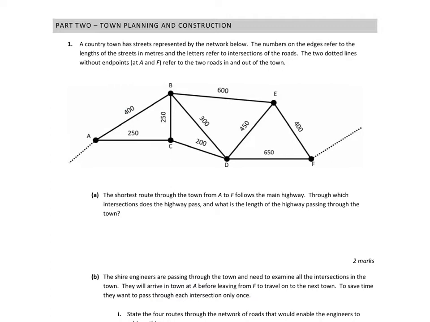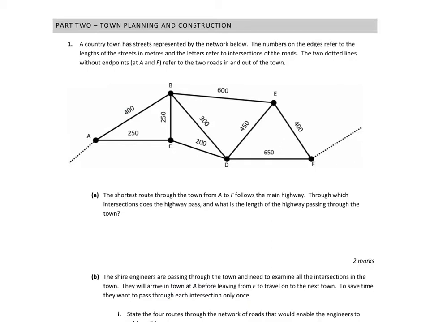Okay, so part 2, we now have a country town with the streets represented in the network below. The numbers on the edges refer to the lengths of the streets in metres, and the letters refer to the intersections of roads. The two dotted lines without endpoints at A and F refer to the roads in and out of the town. So the shortest route through the town from A to F follows the main highway. Through which intersections does the highway pass, and what is the length of the highway passing through the town?